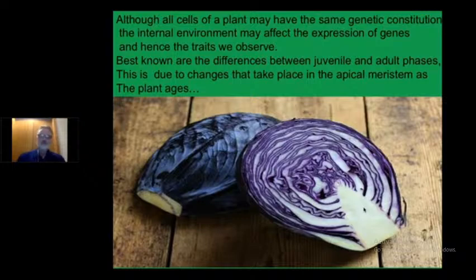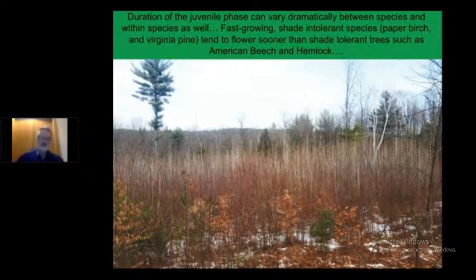The duration of the juvenile phase can be really different between species, and even within the species. Fast-growing, sun-loving trees such as paper birch and Virginia pine tend to reproduce sooner than shade-tolerant trees like American beech, hemlock, and sugar maple. It's not always the case, and of course there are individuals within the population that won't be the same because we've got that sexual variation going on. Some of these birches might take a long time to reproduce.